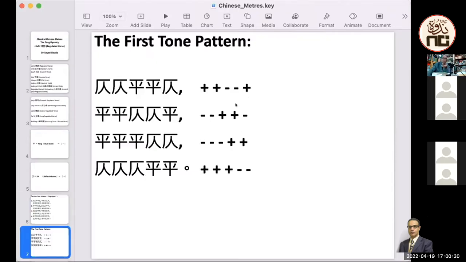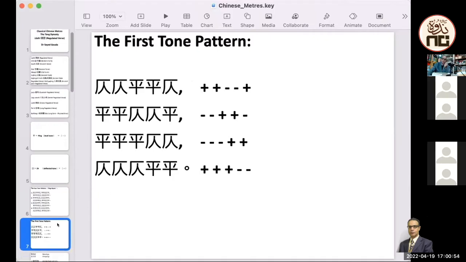Here, for example, this is the code of the first tone pattern. This is how we would represent it. Plus, plus, minus, minus. So you look at these signs and you know right away that this is zi, zi, ping, ping, zi, and so on and so forth.